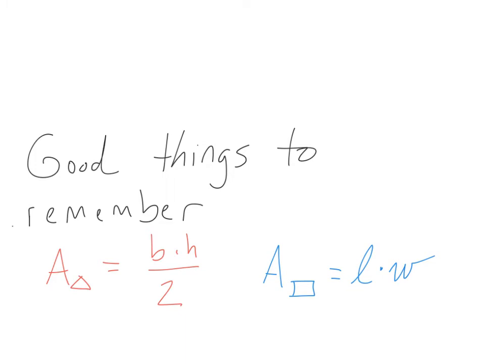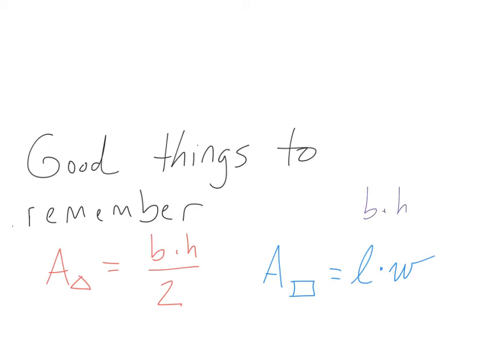Some good things to know and remember are the area of a triangle formula. How do we find the area of any triangle? Take its base times its height and divide it by 2. And then the area of a rectangle, just take the length times the width. You could also say that's base times height. Either way is fine.